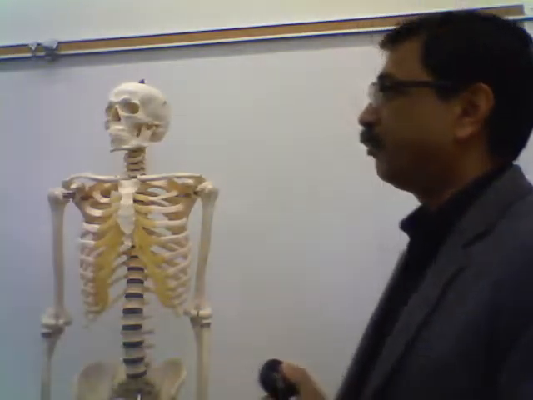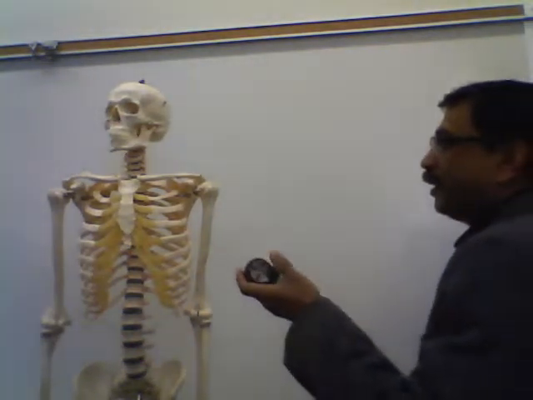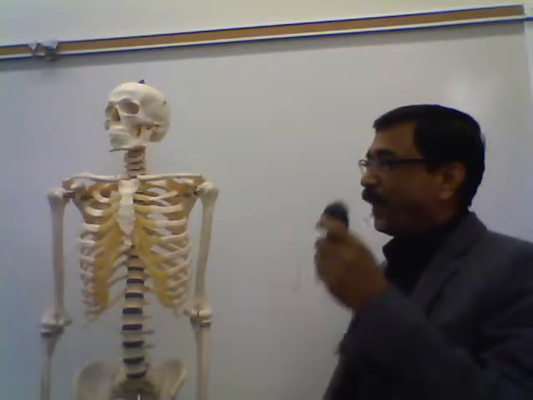Hip bone or pelvic bone, also called coxal bone, has three parts: ilium, ischium, and pubis. Ilium is the entire top part, the upper part. Whole upper part is called the ilium, and lower back part is called the ischium, and the lower front part is called the pubis.